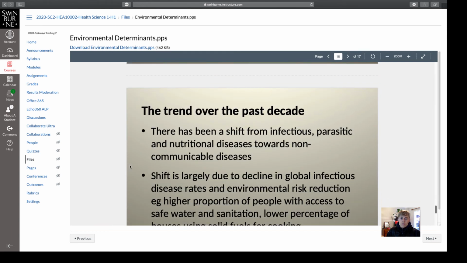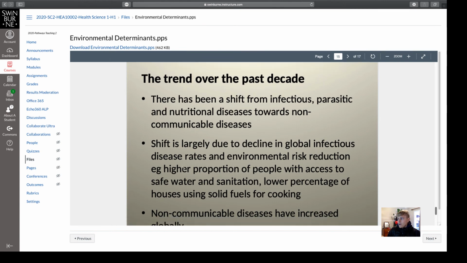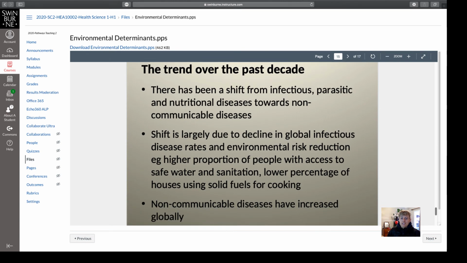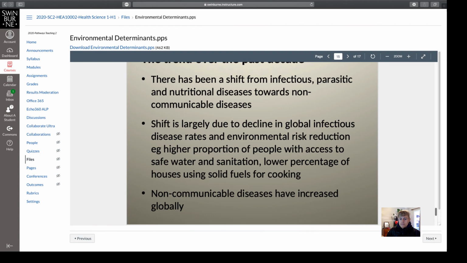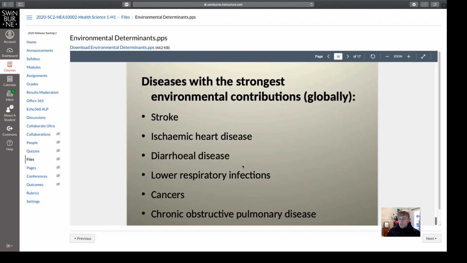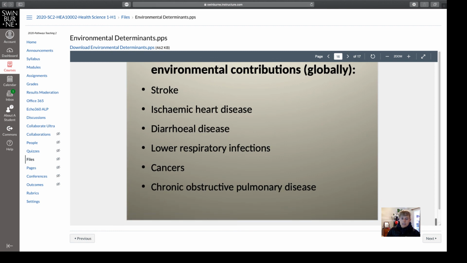Interestingly, we see an overall trend, a shift from infectious communicable diseases to non-communicable diseases within our environments. However, this slide was written in a pre-COVID era. We can safely say that non-communicable diseases such as depression have increased globally. This slide to me reads a little bit like a quiz. Diseases with the strongest environmental contributions appear on screen and include, for example, stroke, diarrheal diseases, lower respiratory infections, cancer, and chronic obstructive pulmonary disease.